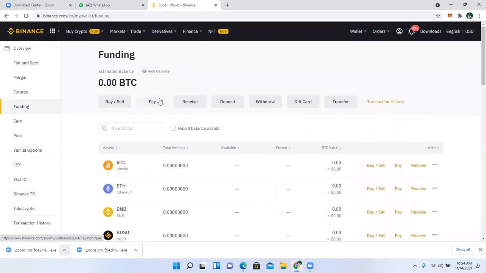If somebody sends you crypto through your email, someone can actually send you crypto into your email. If somebody does that, most times it goes to your P2P wallet, and you just need to move it to your sports wallet. Just click on transfer and then move it to your sports wallet.